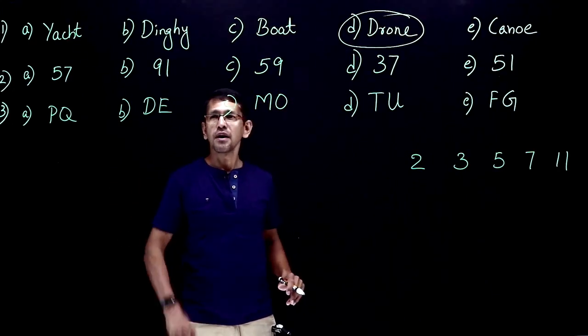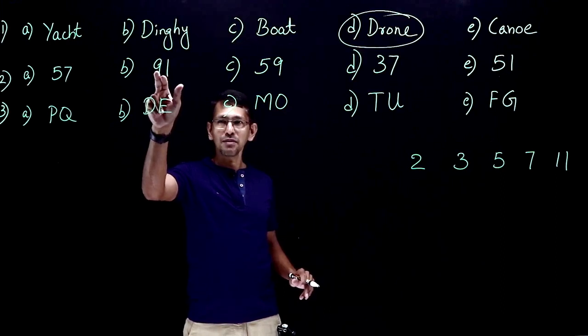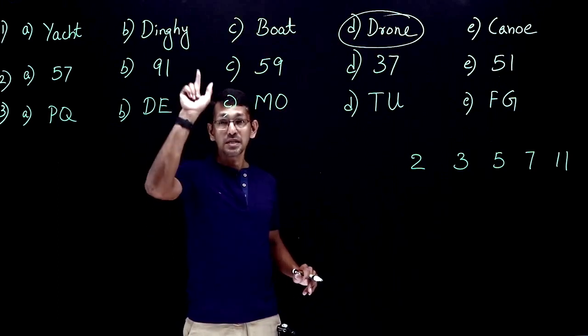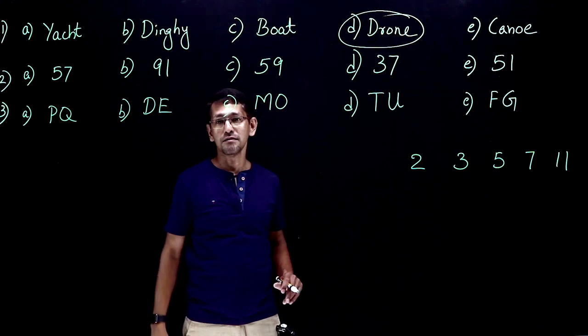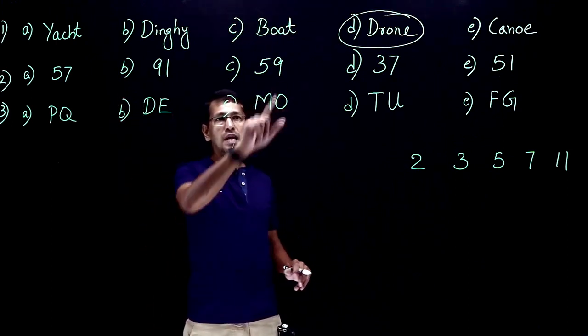So now, look at this. 91, is it a prime number? Is it divisible by 3? 9 plus 1 is 10. It's not divisible by 3. However, it's divisible by 7. 13 into 7 is 91. So it is not a prime number. 59. 9 plus 5 is 14.